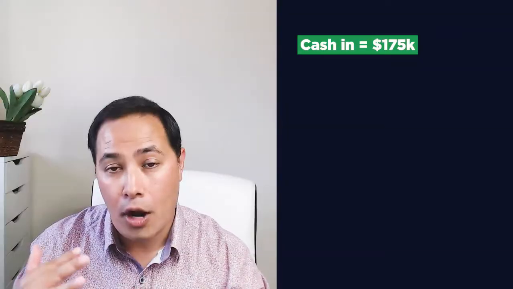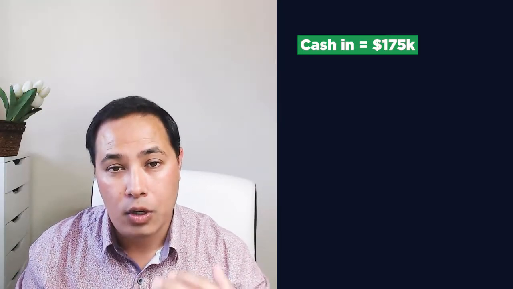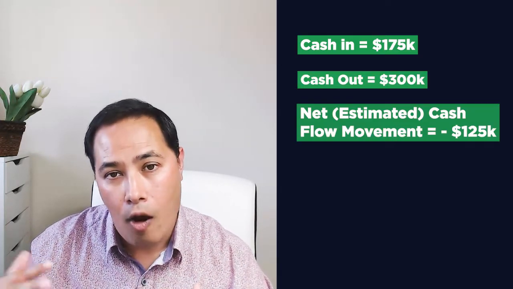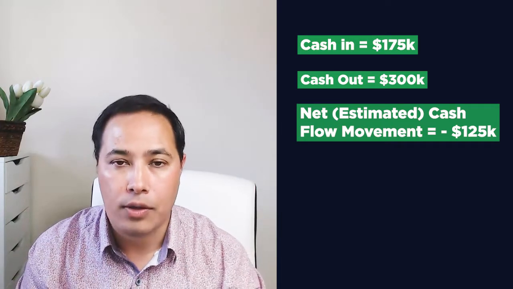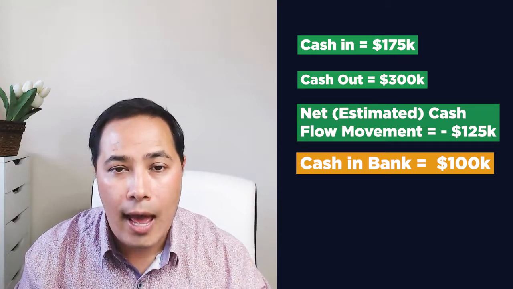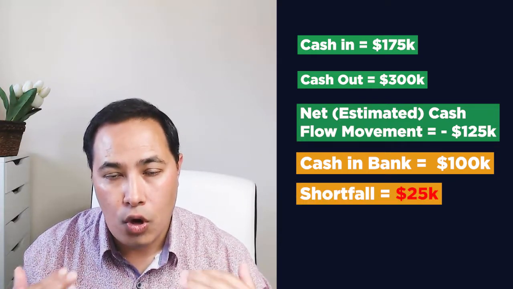Let's assume the cash coming in and cash going out will be the complete opposite of what I've said above. So the cash coming in will be $175,000, whereas cash going out will be $300,000. So the estimated net cash outflow will be $125,000. But you only have $100,000 on 1st of April 2020. So you will have $25,000 shortfall of cash flow. Now you have time to apply for a loan from the bank, seek investment, cut cost, and change your commercial decision to alter the net cash flow movement.